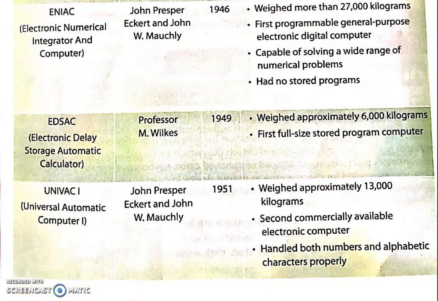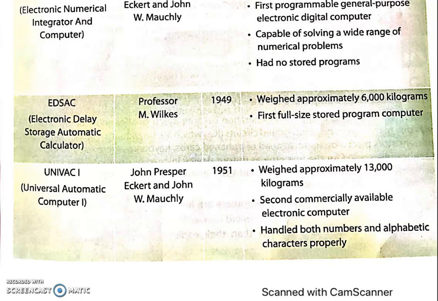Then comes EDSAC. EDSAC stands for Electronic Delay Storage Automatic Calculator. It was invented by Professor M. Wilkes in the year 1949. It weighed approximately 6,000 kilograms and it was the first full-size stored program computer. That means some programs were already stored on this computer. For example, right now you have certain apps or programs in your computer, like Windows is a software, it has Microsoft Word, Microsoft PowerPoint, your browser Chrome. Like this, there are some programs which are already installed in your computer. So this started with EDSAC.